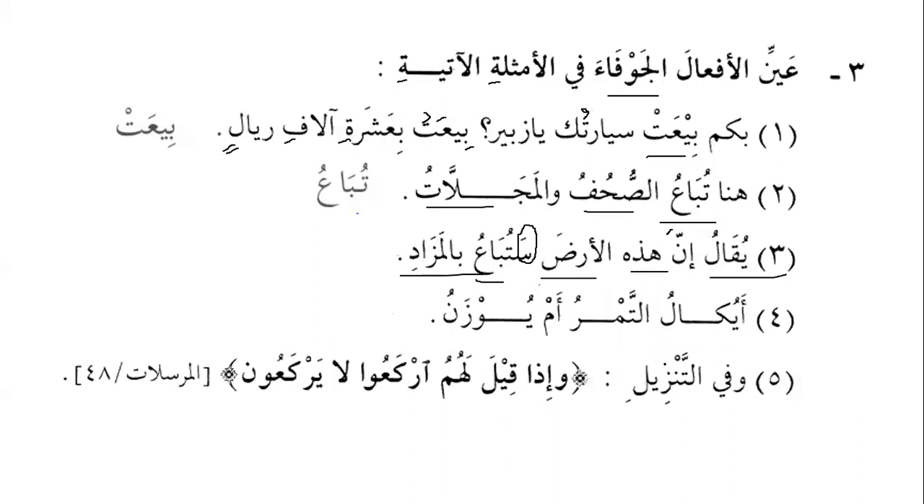أيكال التمر. So we have kala, yakilu, يقال. Kala yakilu is the regular form, and the passive will be kila yukalu. Yes, kila yukalu. يقال. All right. Ayukalu at-tamru am yuzanu. Yuzanu is on the pattern of wazana, yazinu, يوزن, and then it will be wuzina, yuzanu. So is the date measured, am yuzanu, or is it weighed?